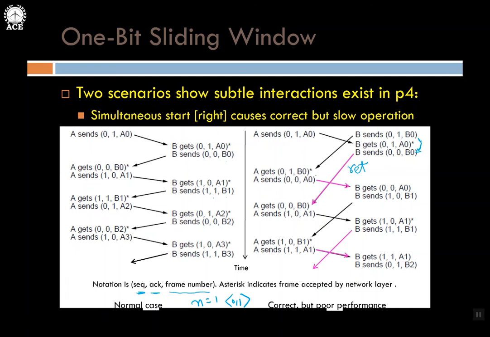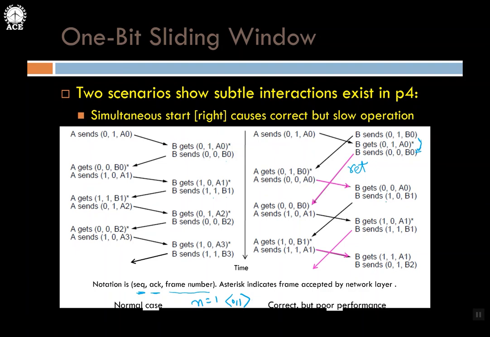Likewise, what happens here? Now A got B0. When it got B0, A sends A1, acknowledging 0. And why is it sending? Because it has not got the acknowledgement for A0, right? It has not got the acknowledgement by that time. So therefore, it sends A0 again. So B gets A0. This is duplicate, right? This is duplicate.